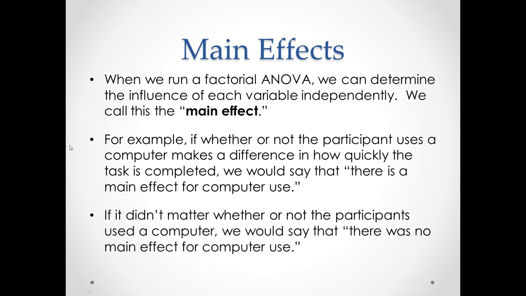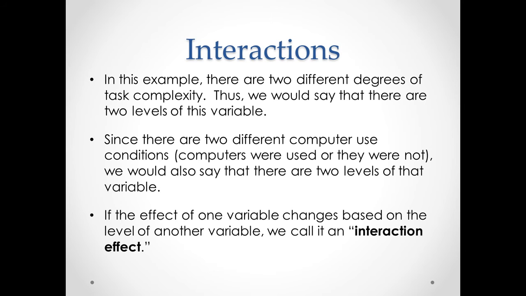When we run a factorial ANOVA, we can determine the influence of each variable independently. And this is what's called the main effect. So for example, if the use of a computer affects how quickly the task is completed, we'd say there is a main effect for computer use. On the other hand, if it didn't matter whether or not they used a computer, the means are the same, we'd say there is no main effect for computer use. You could say the same thing about task complexity.